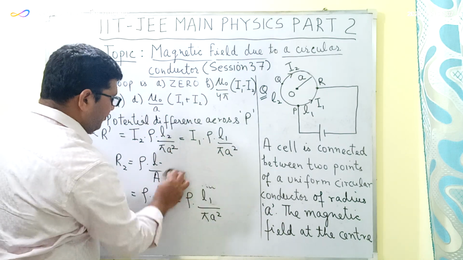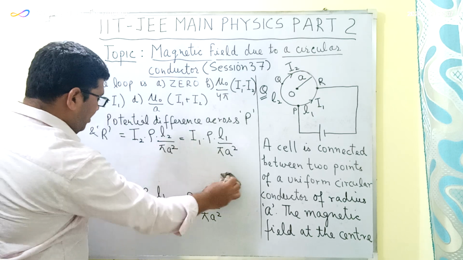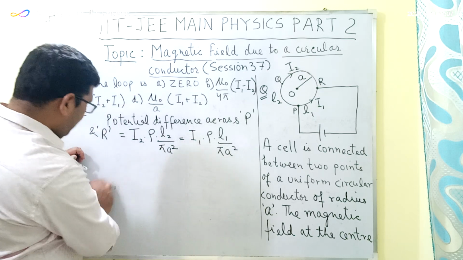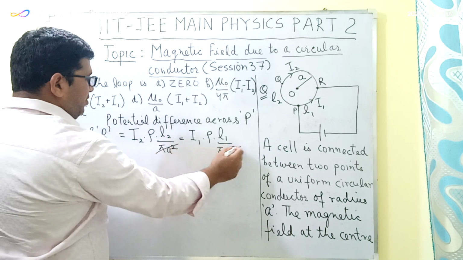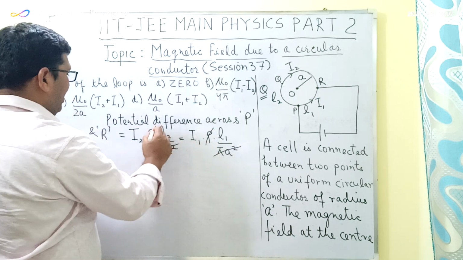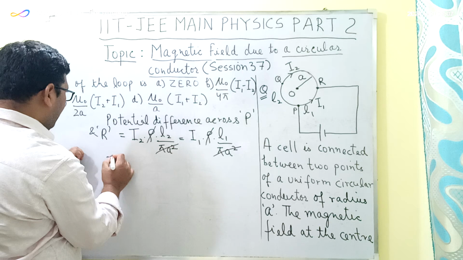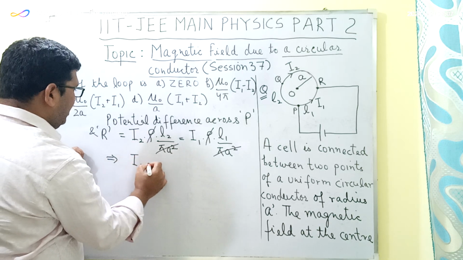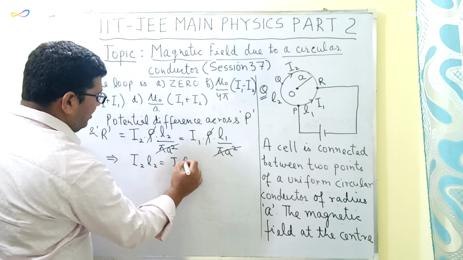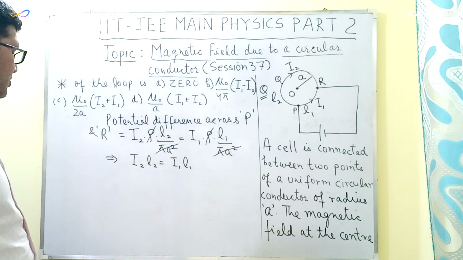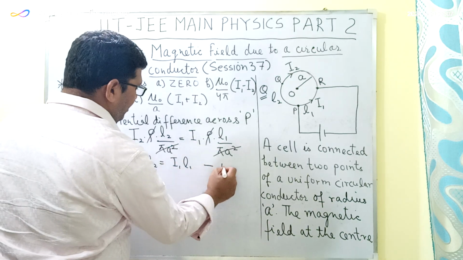From here we can see that pi A square will get cancelled out, rho will also get cancelled out, and finally what I get is that I2 into L2 will be equal to I1 into L1. So this is the first relation which I have got.